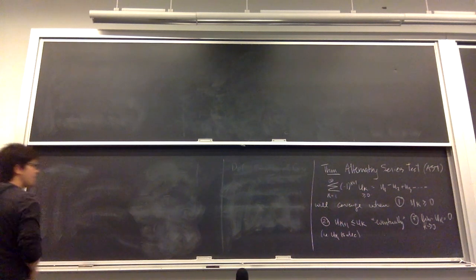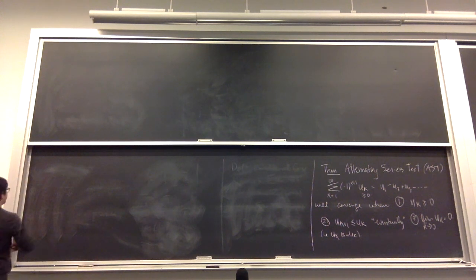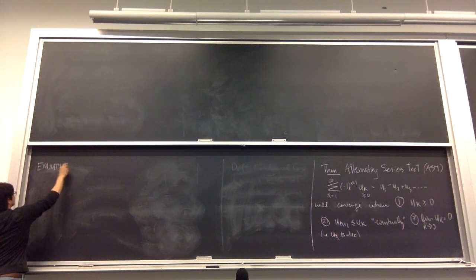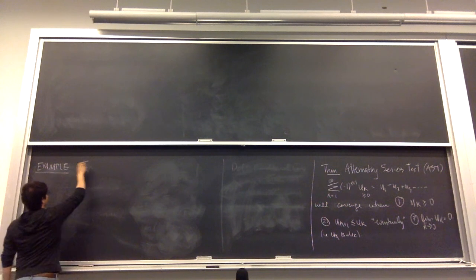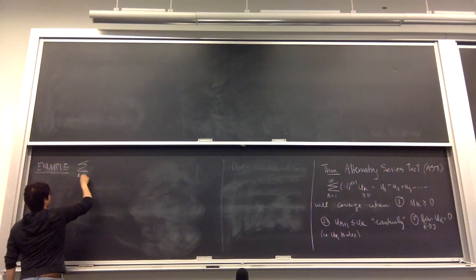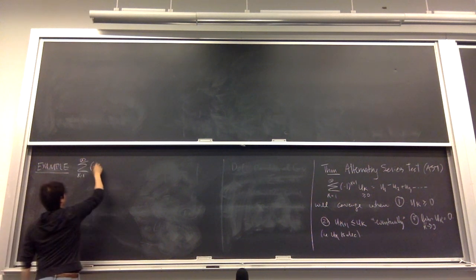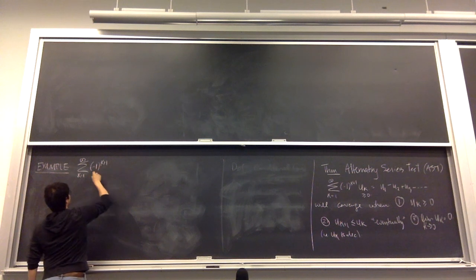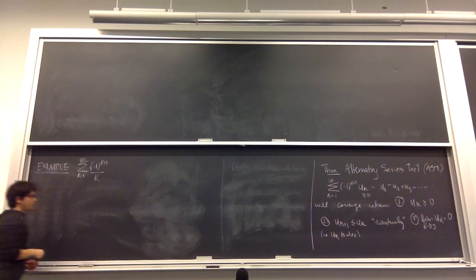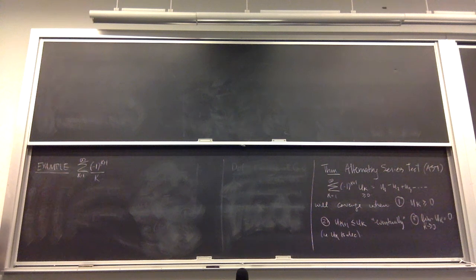Okay, so let's apply the alternating series test to the alternating harmonic series. So we have the sum of k goes from 1 to infinity of (-1)^(k+1) over k. The first thing we have to do is determine what the u_k is. So what is u_k? It's the terms, but only the positive versions of them. We're just going to ignore the fact that there's an alternating sign.